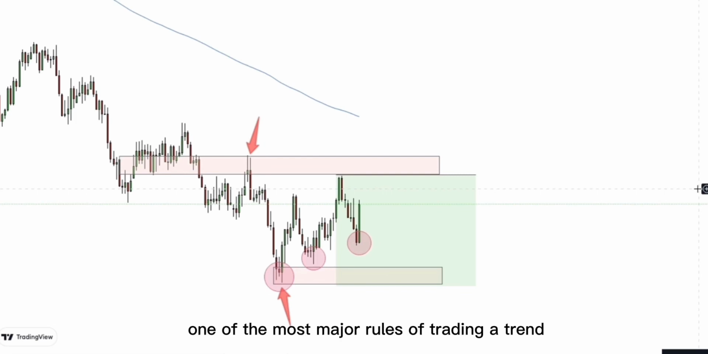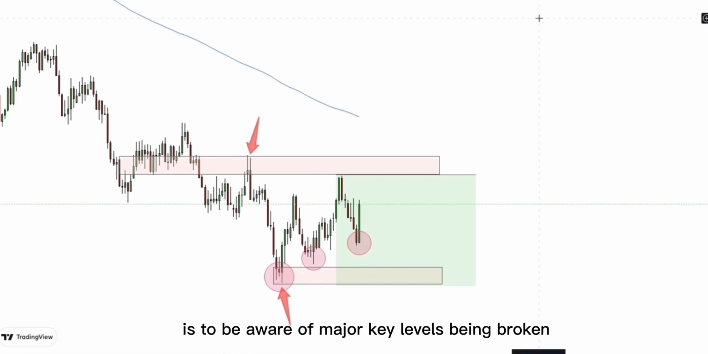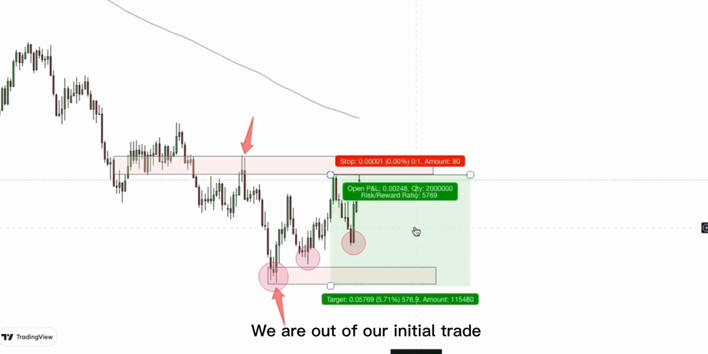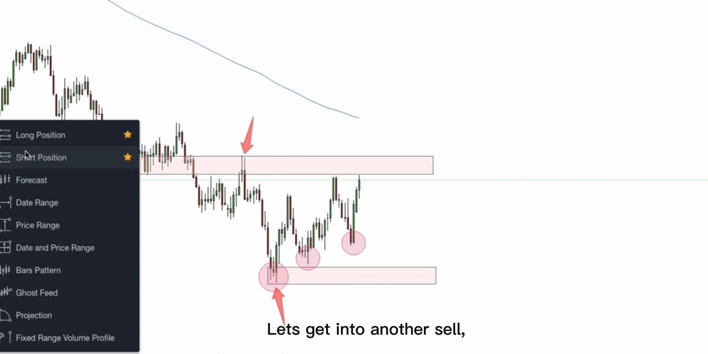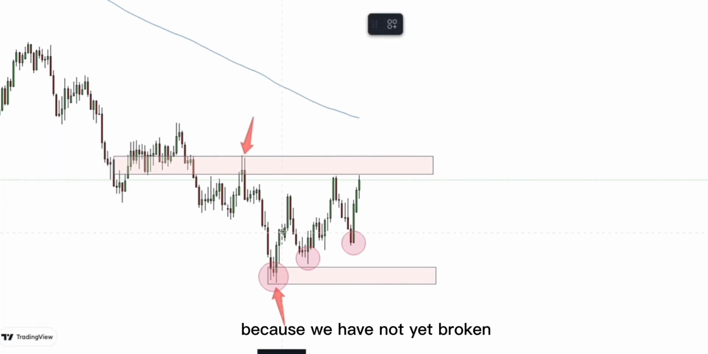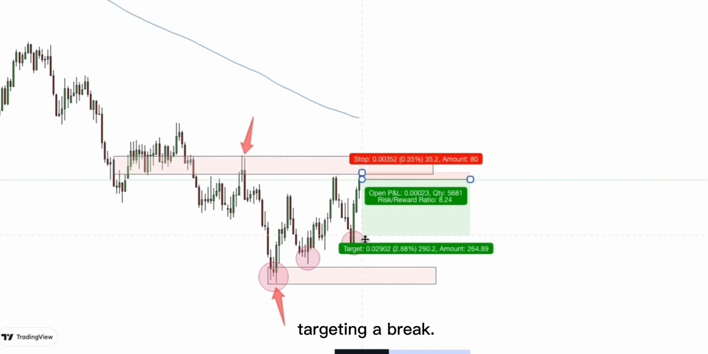One of the most major rules of trading a trend is to be aware of major key levels being broken, which means an overall change of direction. We are out of our initial trade. Let's get into another sell because we have not yet broken above this level of structure. Stop above the high, targeting a break.